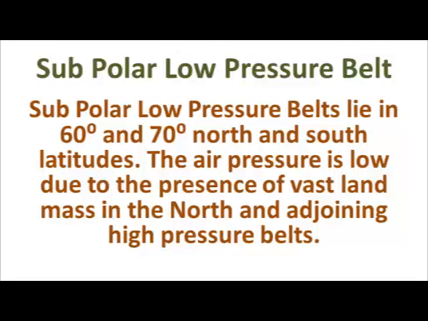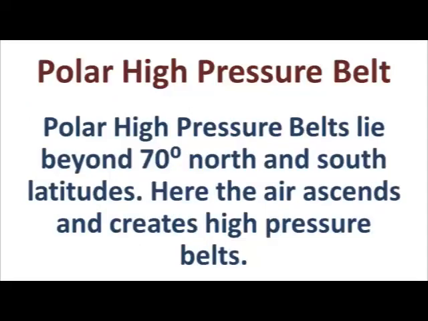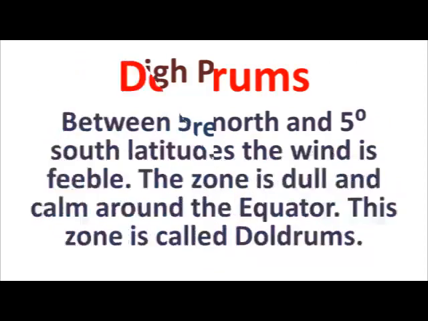Subpolar low pressure belt. Subpolar low pressure belts lie in 60° and 70° north and south latitudes. The air pressure is low due to the presence of vast land mass in the north and adjoining high pressure belts. Polar high pressure belt. Polar high pressure belts lie beyond 70° north and south latitudes. Here the air descends and creates high pressure belts.